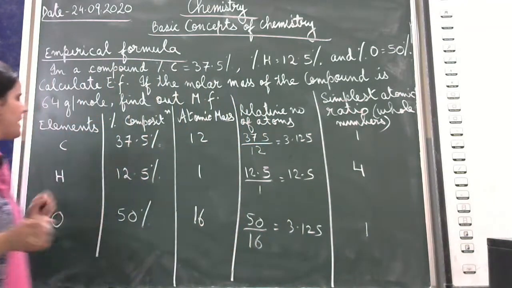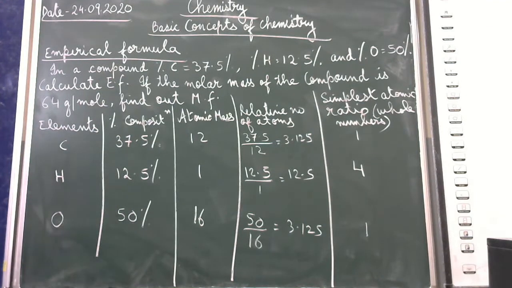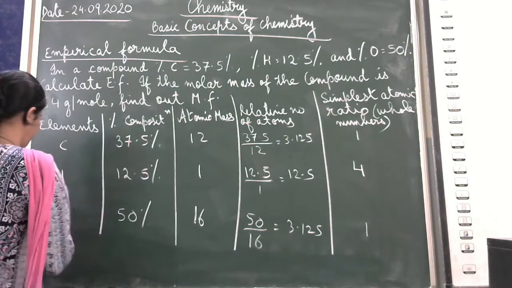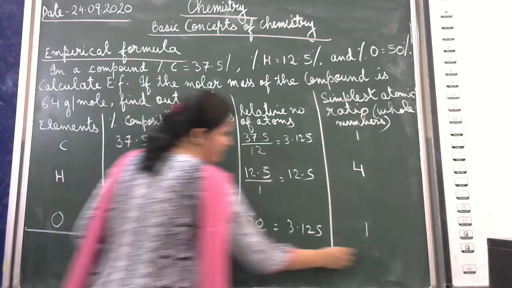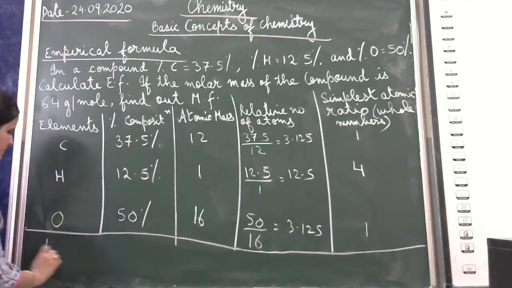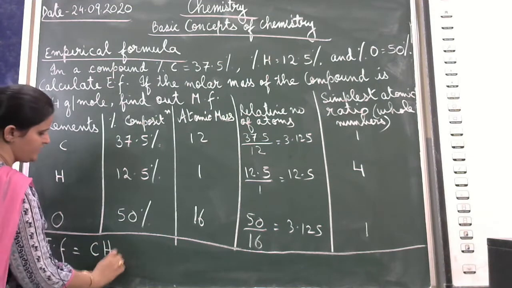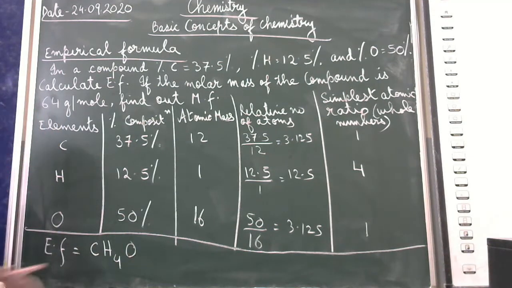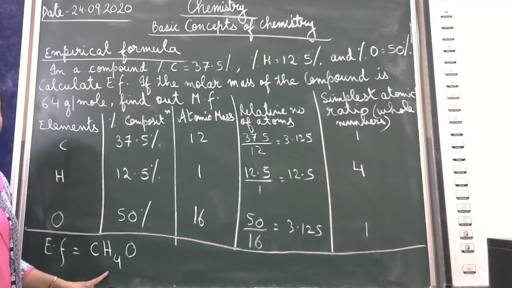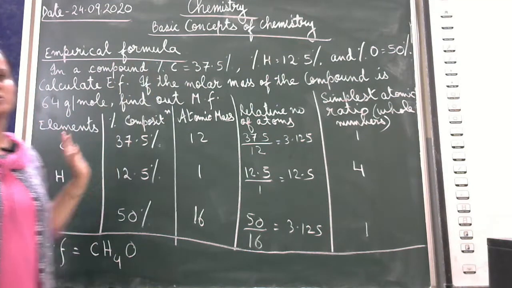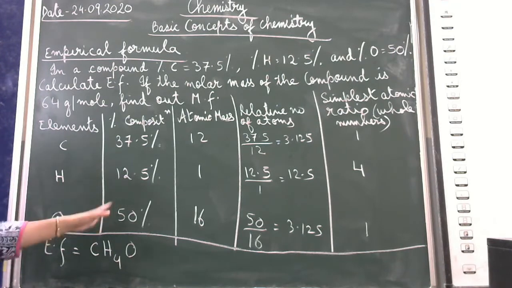So what is my empirical formula actually? This is my table. My empirical formula will be carbon is just my empirical formula. Okay, this is the method how we are going to calculate the empirical formula where the percentage composition of different elements present in the compound is given to us. Clear?